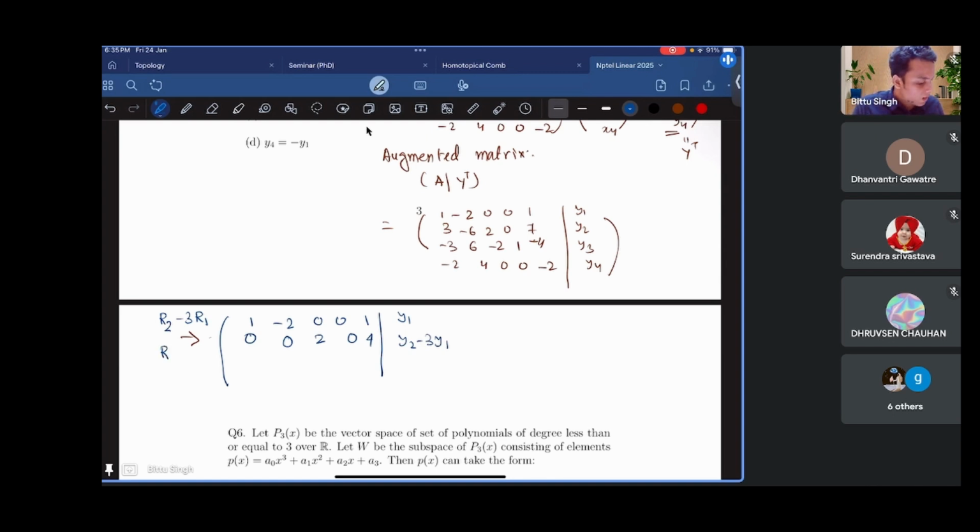Similarly, apply R3 plus 3R1 so that this leading entry becomes 0. 6 minus 6 is again 0. Then -2, 1, and -4 plus 3. -4 plus 3 means -1, right? And this will be Y3 plus 3 times Y1.